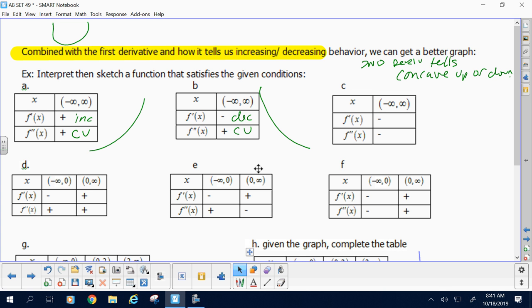Show your graph in the air. Like this? Just this? This? No. This side? No. This side? Yes! All right. Wow, good energy. Okay. Yeah! Decreasing concave down.